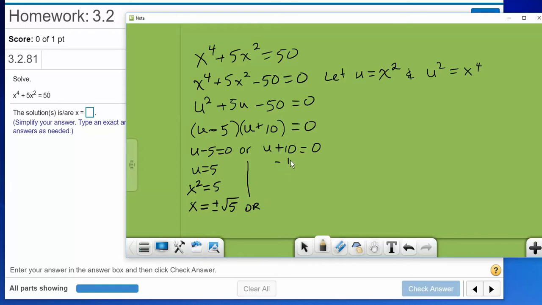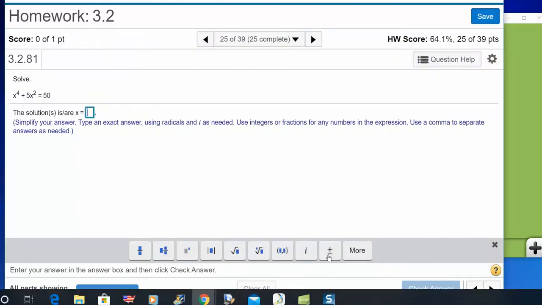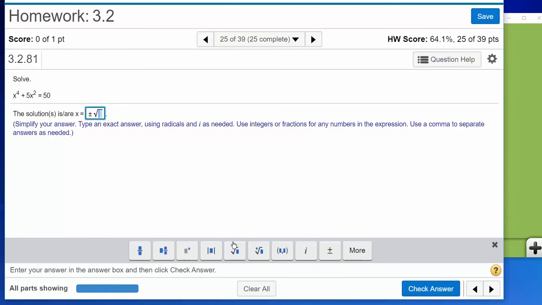And then on this one, we're going to subtract the 10 from both sides. And then we substitute back, square root both sides. And then that doesn't simplify, so we're done. Okay, so we're going to get plus or minus square root of 5, comma, plus or minus square root of 10.